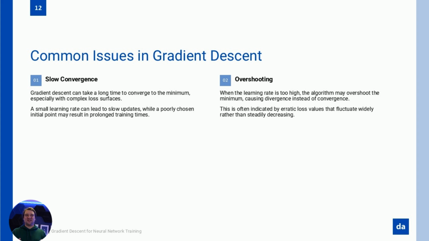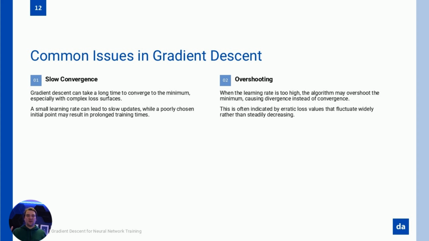Both slow convergence and overshooting can cost you time and accuracy. Slow convergence eats away at your computational budget, while overshooting can make your model unreliable, as it fails to stabilize and learn effectively. And the kicker? These issues often go unnoticed until you're deep into training. For example, in image classification tasks like recognizing handwritten digits, slow convergence could mean waiting hours for a model to finish training.